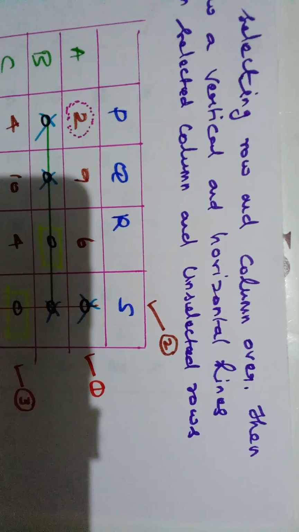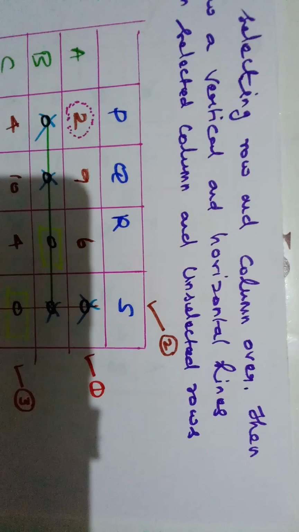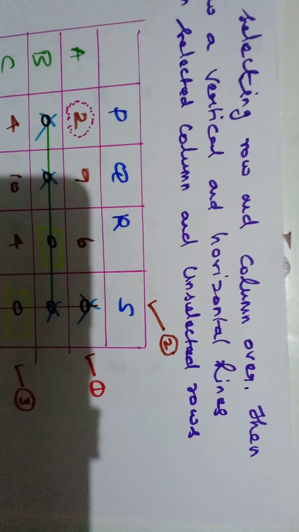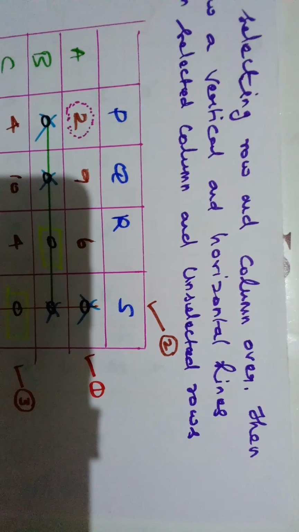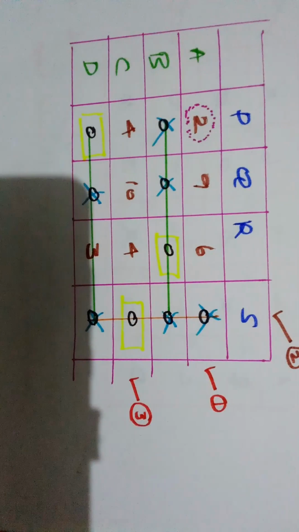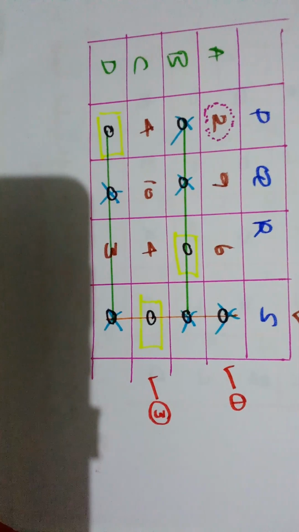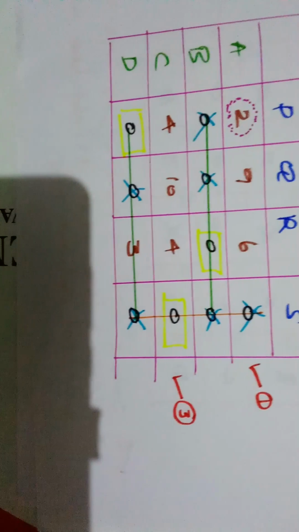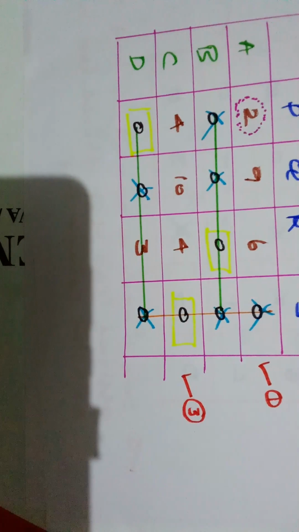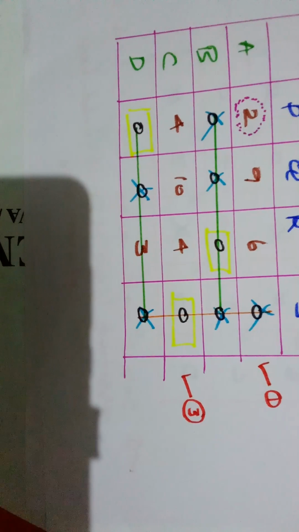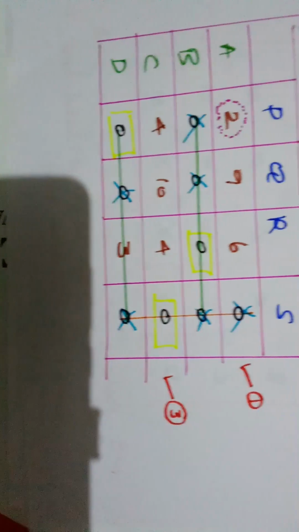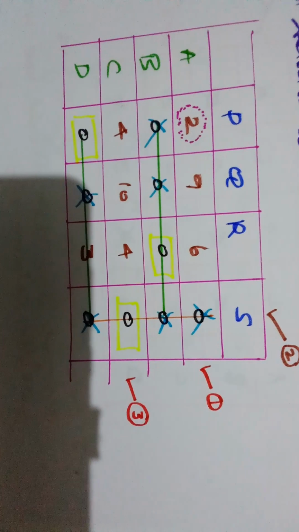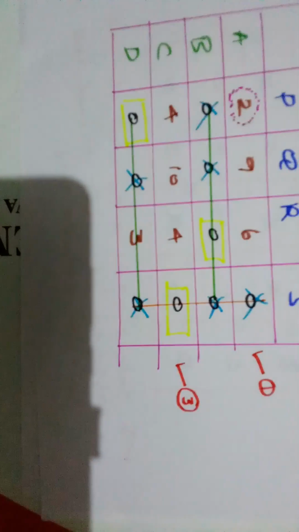Now I'm going to draw the vertical line. Vertical line means column wise; horizontal line means row wise. Which are the rows not selected? I'm going to draw the horizontal line. Which are the columns selected? I can draw the vertical line. So I have drawn this. The second and last rows are not selected, so I draw the horizontal lines. Column wise, only the last column is selected, so I draw the vertical line.